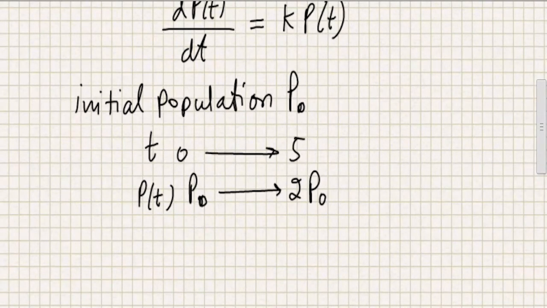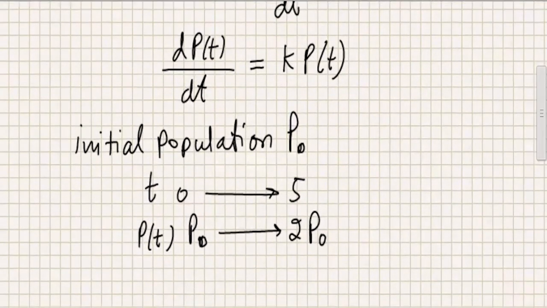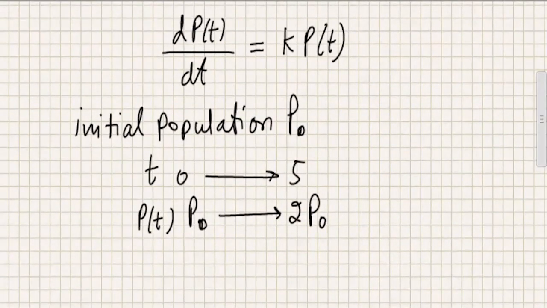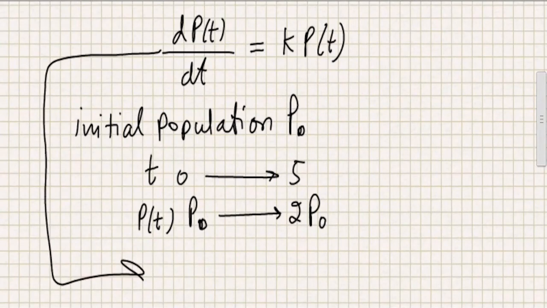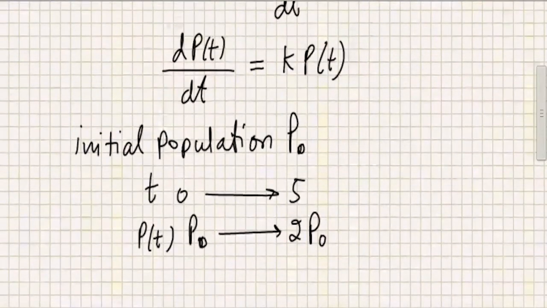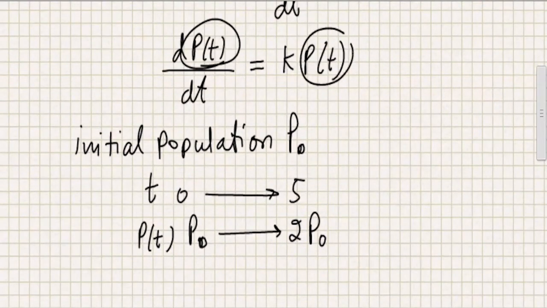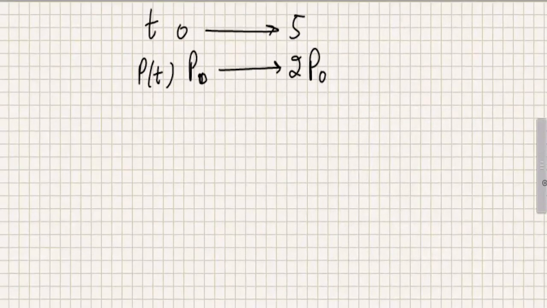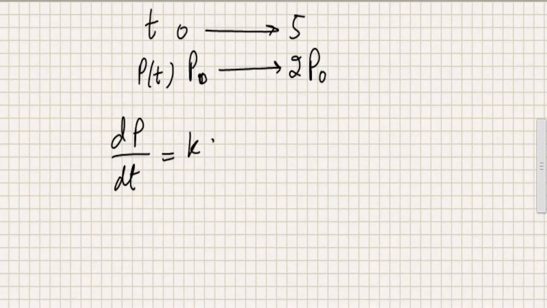Now the big question is, how do we use this information to solve this differential equation? The answer is that we don't do that right away. First we solve the differential equation for its general solution, and then we use the initial values in that solution. For the sake of brevity, I'm going to use simple P instead of P(t). Okay, so I'm going to use the equation dP/dt equals k times P.